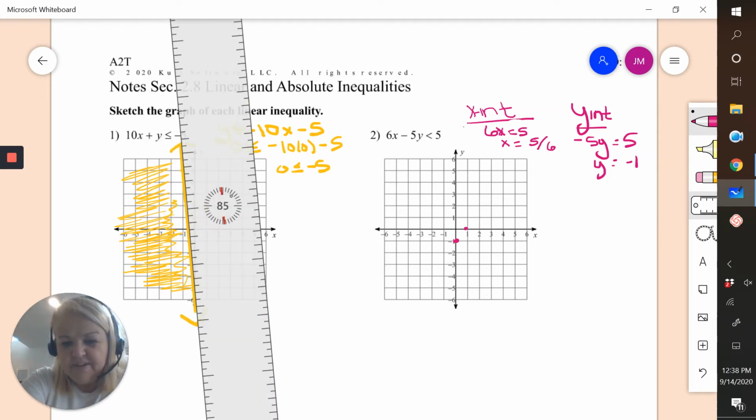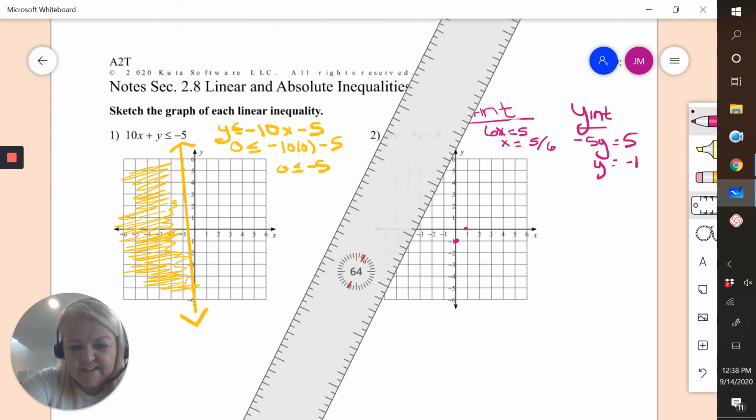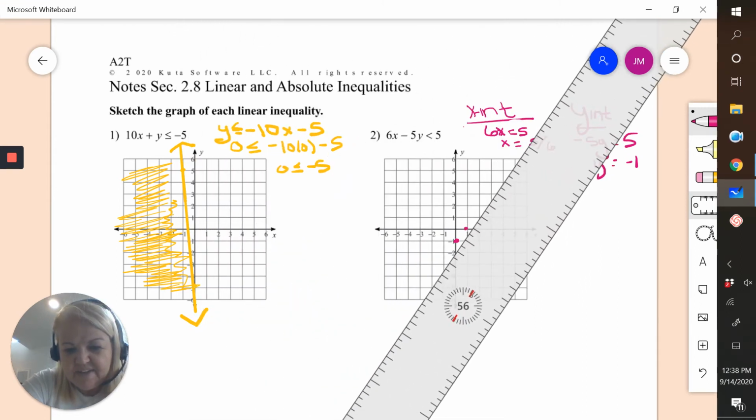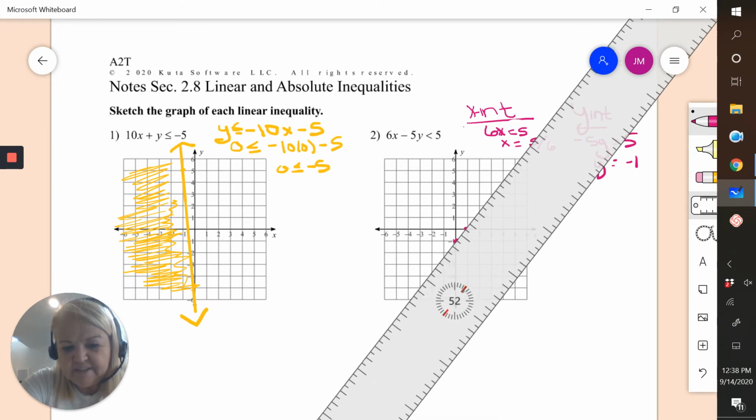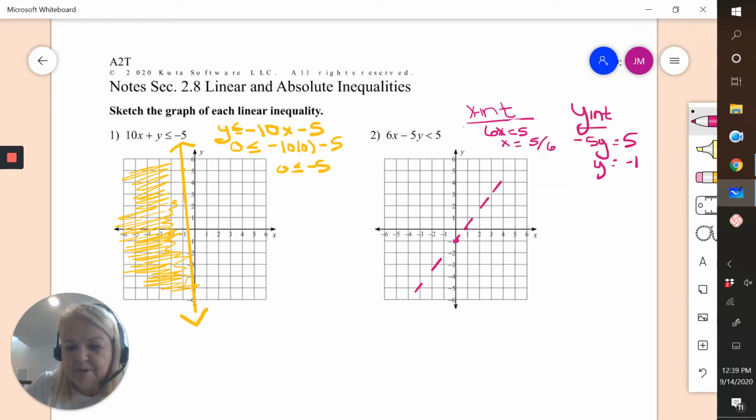So now I'm going to go ahead and graph this. Connect my 2 points here. This does not have an or equal to, so this is a dashed line. So we're going to dash our line like this. That means the points on the line are not part of the solution set.